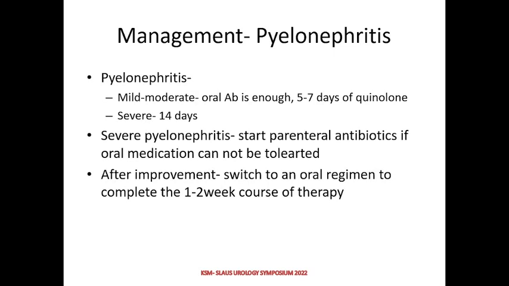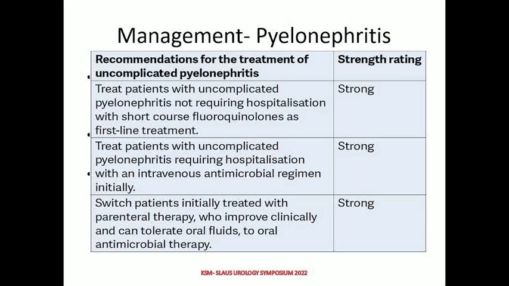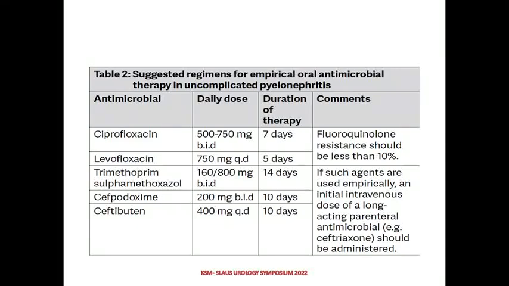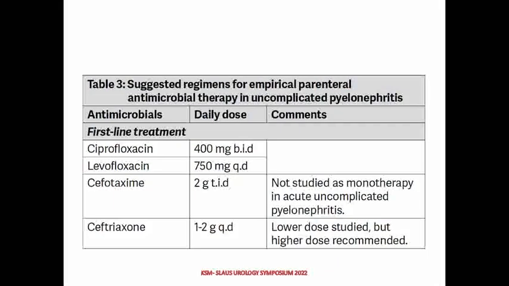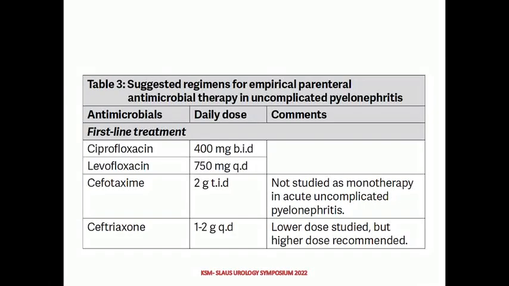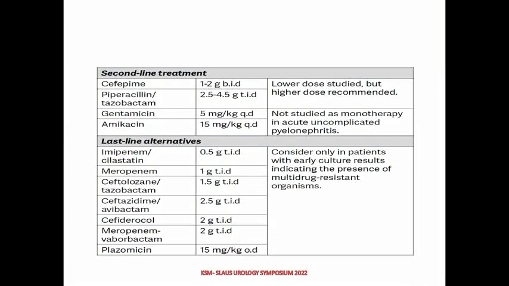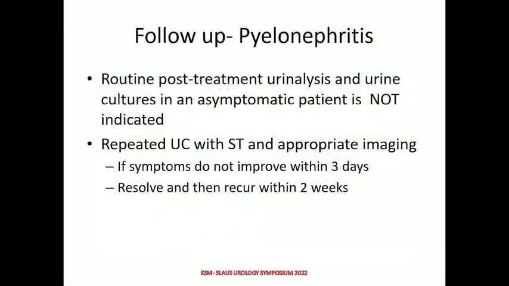Pyelonephritis again depends on the severity of the condition. If it is mild to moderate, we can start with oral antibiotic. Duration also differs, 7 to 10 days, sometimes 14 days. If they cannot tolerate oral intake, we can start IV, but when it is possible, it is always recommended to switch to oral antibiotic. You can start with a quinolone, ciprofloxacin, as a first-line treatment for uncomplicated pyelonephritis, and even empirical treatment for uncomplicated, again ciprofloxacin, levofloxacin. The second line treatment is piperacillin-tazobactam, gentamicin, amikacin. Last line alternatives are imipenem or meropenem.